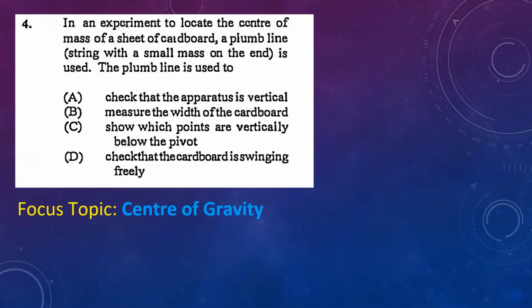Number 4. In an experiment to locate the center of mass of a sheet of cardboard, a plumb line, that's a string with a small mass on the end, is used. We have to find out what the plumb line is used for. Now, a plumb line is used to determine the vertical of an upright surface, and therefore the most appropriate answer would be C, to show which points are vertically below the pivot. That's the point from which the cardboard is hung. The answer should be C.